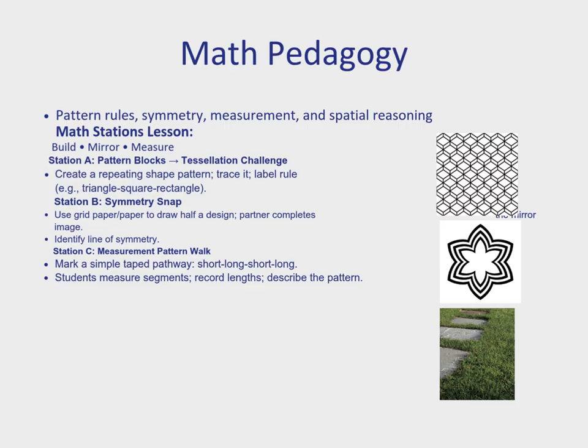Then you can have another station that has symmetry. You can put them together in pairs. You can use grid paper or just a regular piece of paper, have them fold it in half, and one person draws a shape, and then the other person has to make that same shape on the other half. They have to replicate it to show symmetry.